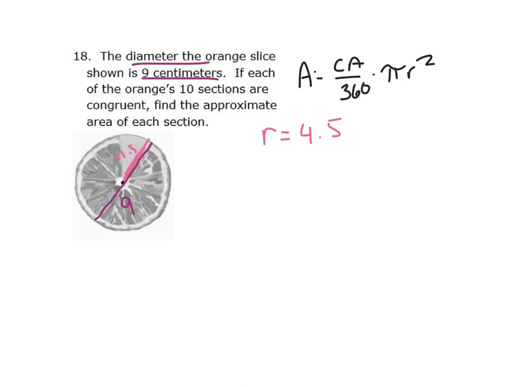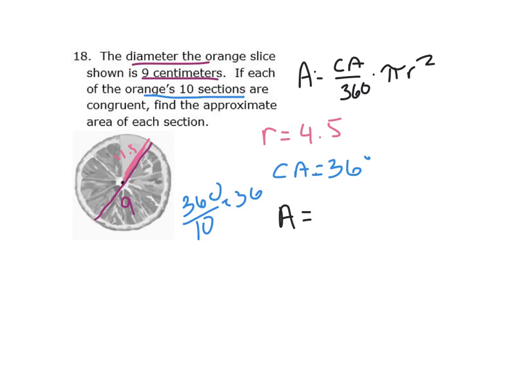And then, since the orange is divided into 10 sections, the angle, our central angle, is going to be 360 divided by 10, which is 36. So our central angle equals 36 degrees. From here, we can find our area.